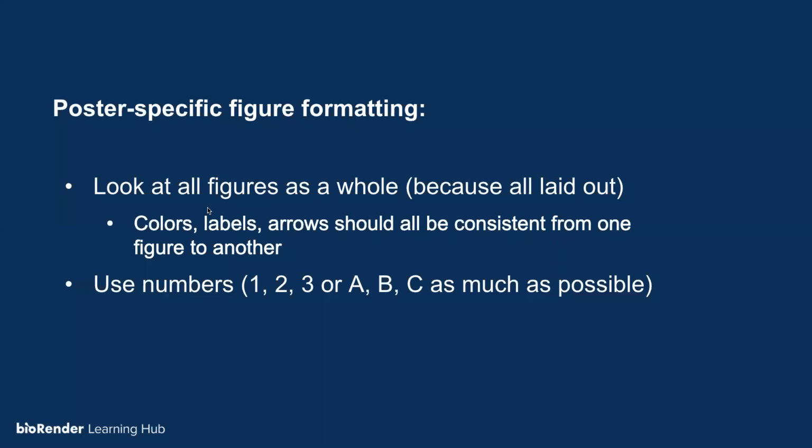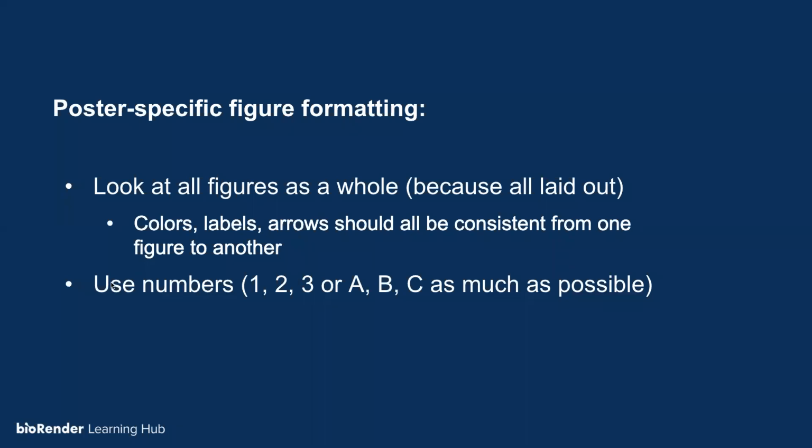So that means you have to be careful with the colors you use, the labels, the arrows. They should all be relatively consistent from one figure to another. Because if you're showing data that's maybe red and blue, and then your figure uses those same red and blue elements, your viewer is actually going to make that connection that maybe they're related, because everything is visible right from the get-go.